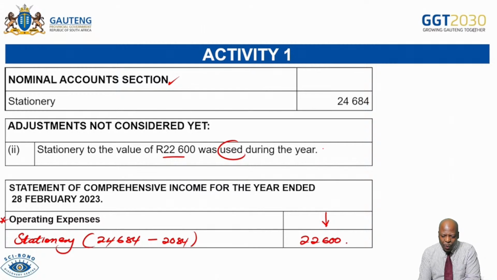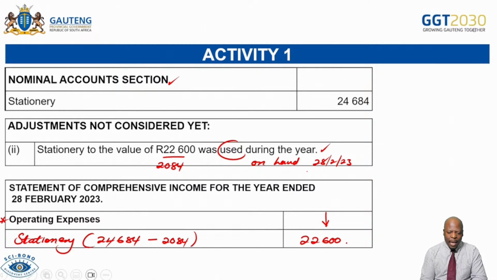So this is one way that the examiner would have given it, where they say stationery to the value was used. But the examiner can also say stationery to the value of 2,084 was on hand, at the end of the year, that is on 28 February 2023. So what they're simply saying is we have acquired stationery of 24,684, but we did not use the entire 24,684. We still have some on hand. That amount on hand, you would subtract from here.